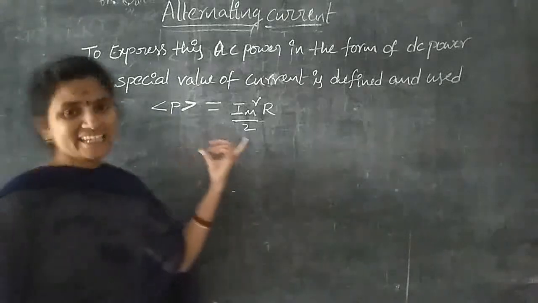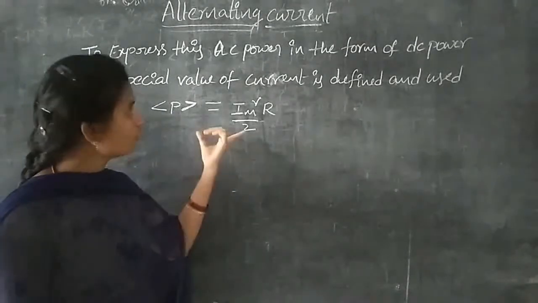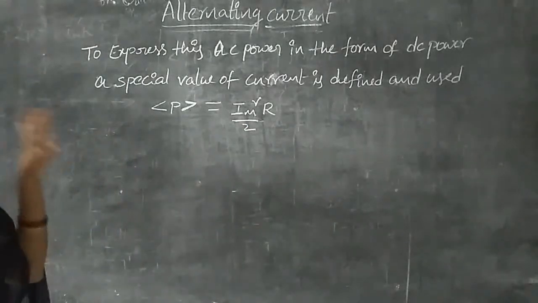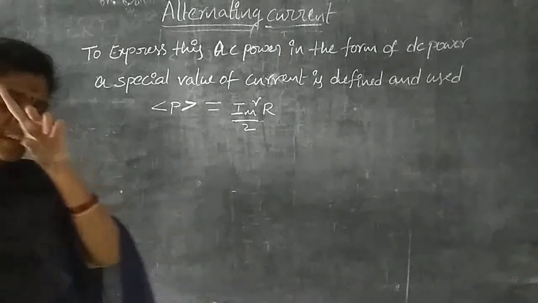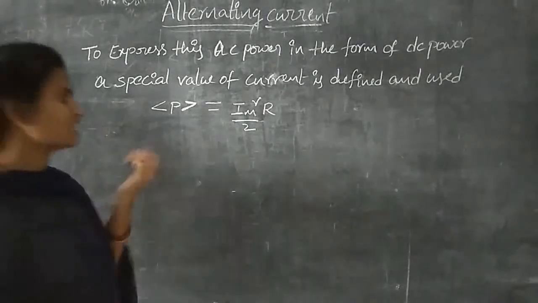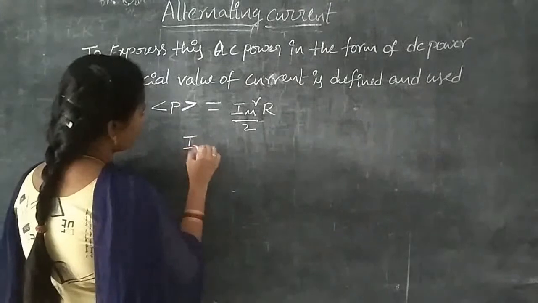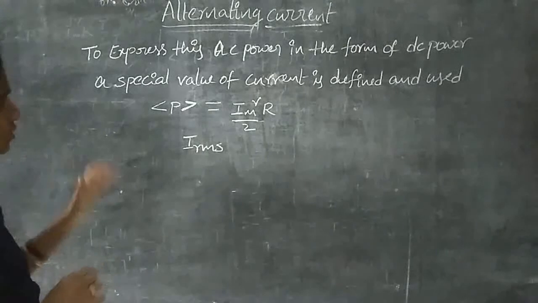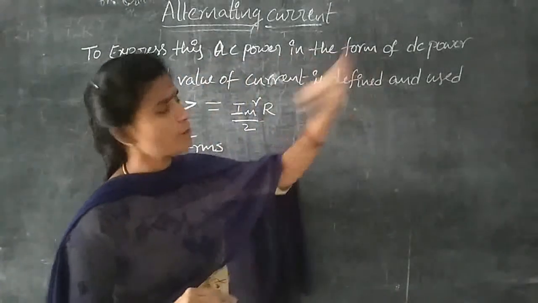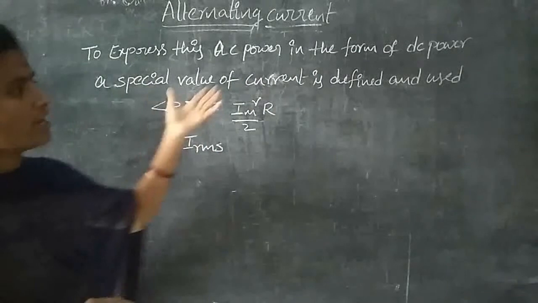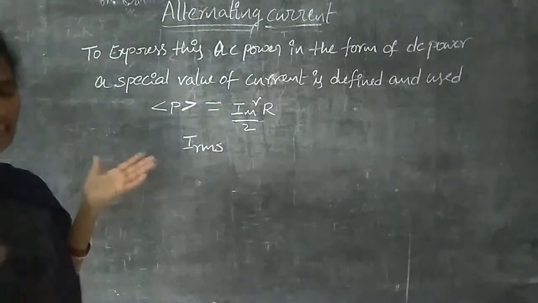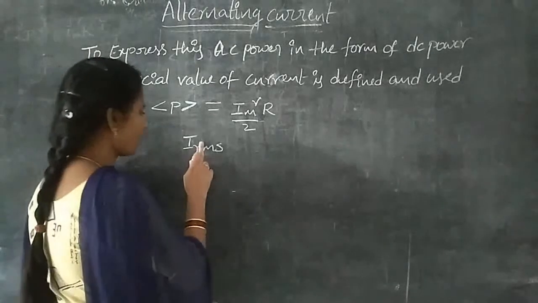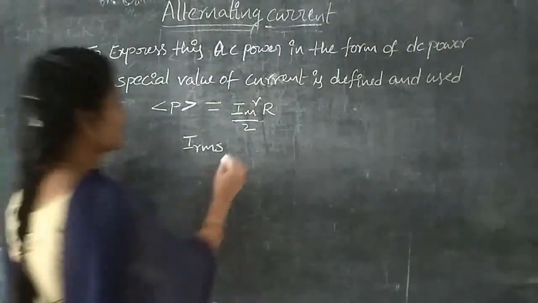So to express AC power in the form of DC power, a special value of current is defined and used. Some special terms are used, that is nothing but IRMS, root mean square. So those are nothing but IRMS, root mean square.